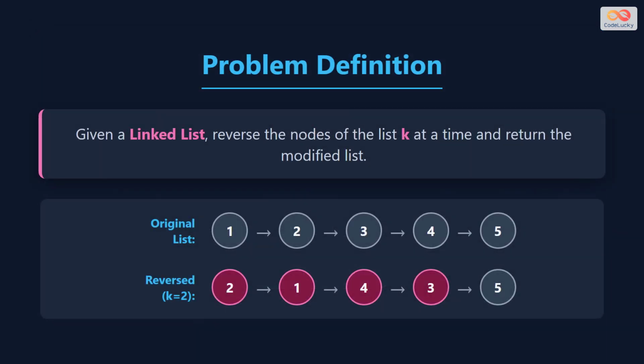Let's first understand the goal. You are given a linked list and an integer K. The task is to reverse the nodes of the list, K nodes at a time, and return the modified list. If the number of nodes is not a multiple of K, we need to decide what to do with the leftovers.